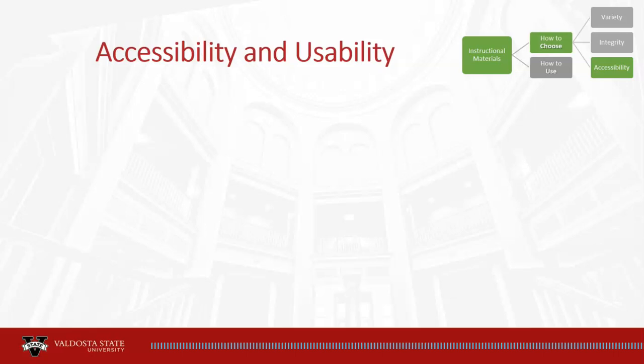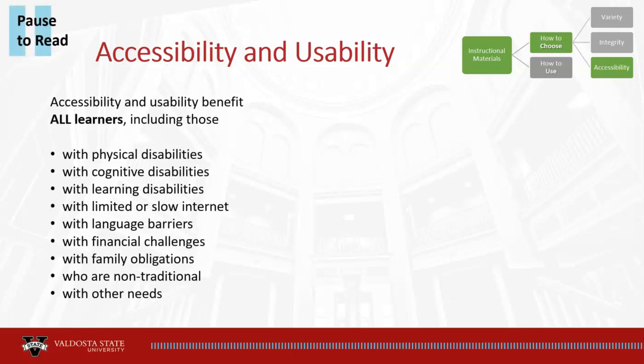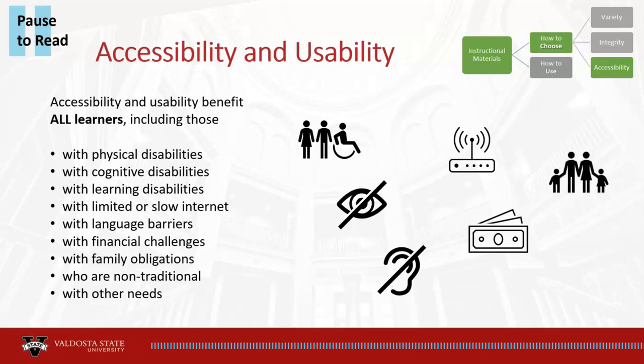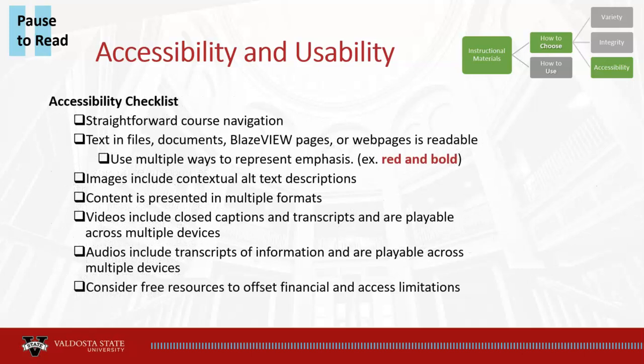Accessibility ensures that all learners can engage with course content. It benefits a wide range of learners, including those with disabilities, limited or slow internet access, financial challenges, varied learning styles, or family obligations. Using alternative text for images, transcripts for multimedia, and free, accessible open educational resources supports and promotes success for all learners.